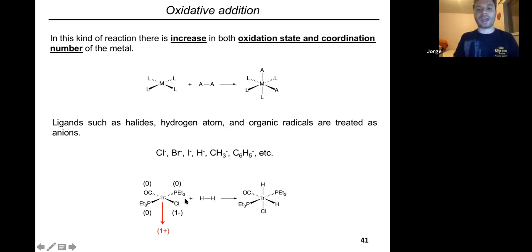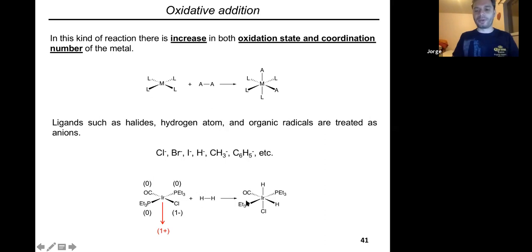Now let's react this complex with hydrogen gas. So when we do that in special conditions, there is addition of both atoms to the coordination sphere. And now what I would like to do is to check the oxidation state of iridium. So we are going to do the same thing.